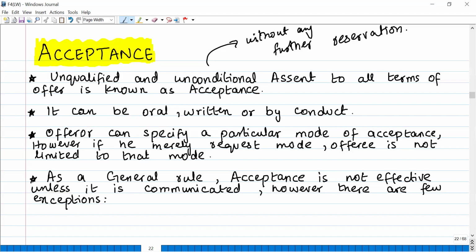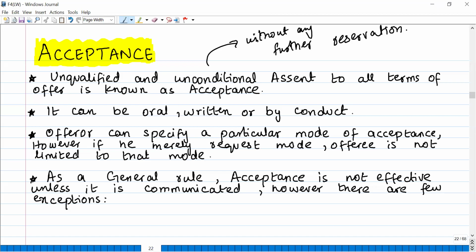If you had any reservations, then obviously you will counter him. Then that is not an acceptance. That will be a counter offer. But without any further reservations, if you are agreeing to the terms of the offer, it means you have accepted the offer. Acceptance can be made orally, in writing, or by conduct as well, as we just studied in the case about the son. The offerer can specify a particular mode of acceptance. However, if he merely requests the mode, the offeree is not limited to that mode.